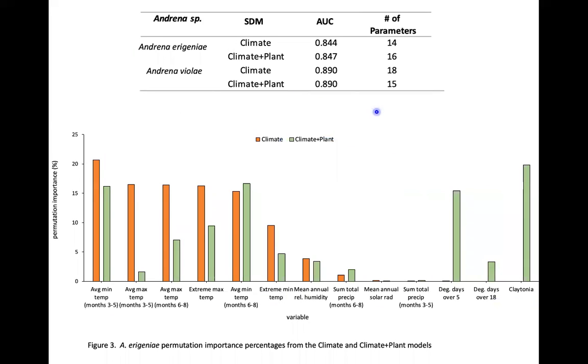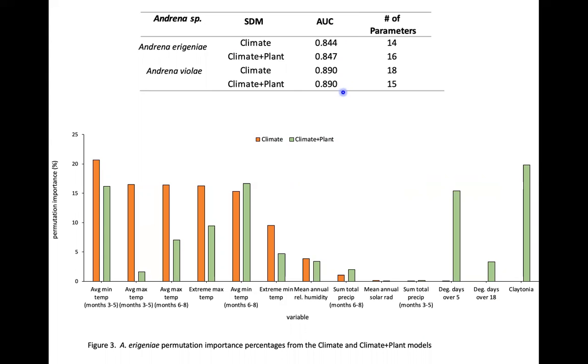Okay, so after running Maxent, the outputs were compared using their area under the curve, or AUC. This discriminates between the areas of high and low probability of the Andrena occurring there. In other words, values closer to 1 would mean the variables chosen were strong predictors of the bee's range. And as you can see, between the models, the values were pretty similar, which ultimately means that including the host plant didn't really add much to the model.